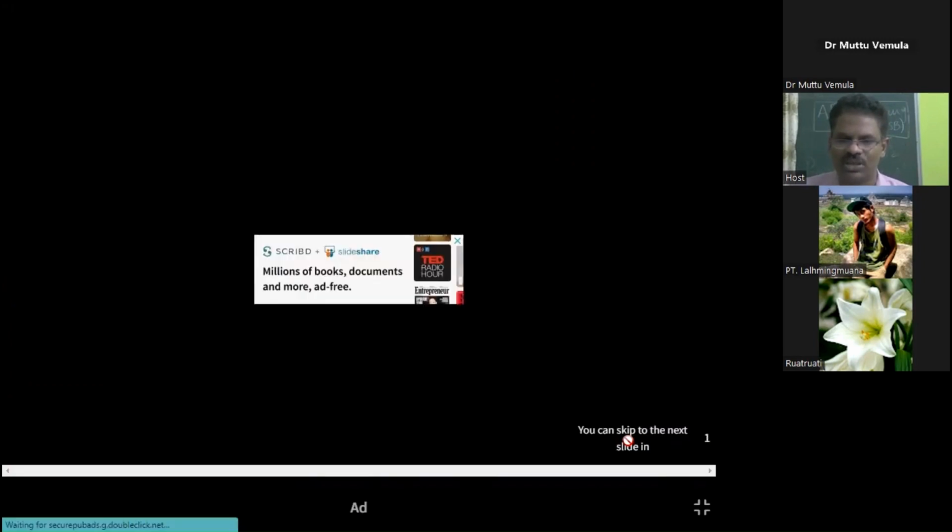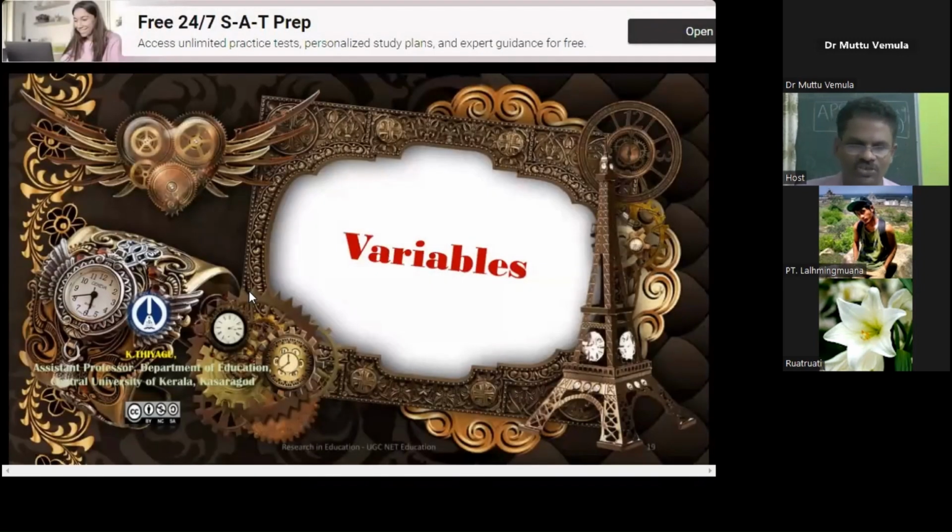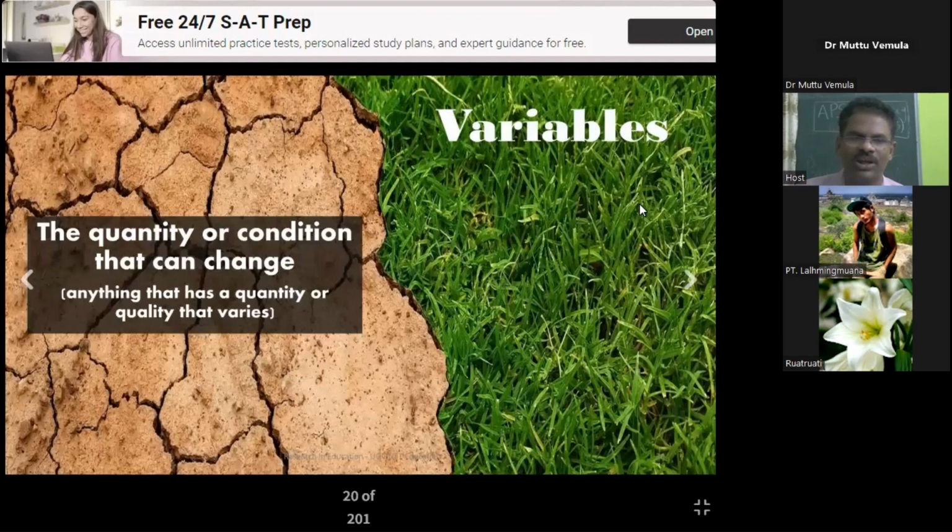Yes, to this heading called variables. One of the important concepts in research, in education, or in general any research is what is known as variables. Because once you determine your title, immediately you look for what are called variables. What is independent variable? What is dependent variable? What are intervening variables? So therefore, what is a variable basically? The quantity or condition that can change. The opposite word, antonym of variable, is the constant. Constant is the one which doesn't change.